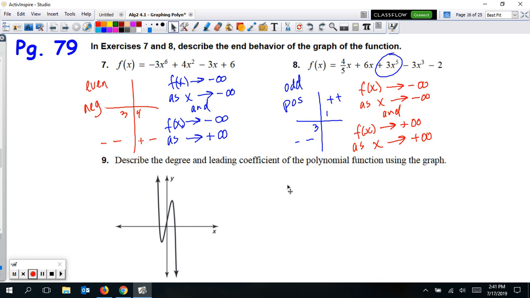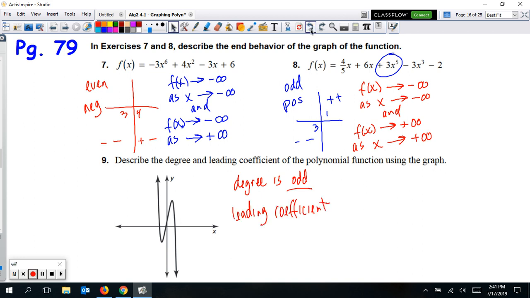Okay, so here you are, number 9. Hopefully you got this one. We got the arrows, one's up, one's down. So you're in quadrant 2 and quadrant 4. So what would our leading coefficient be? If it's one up and one down, we know our degree is going to be odd. So you should have said degree is odd.